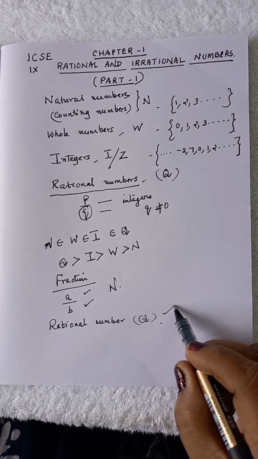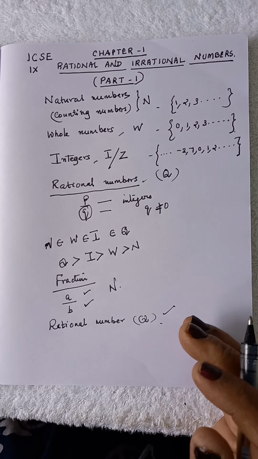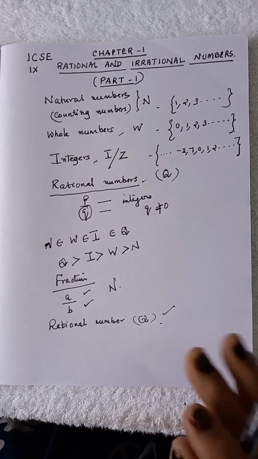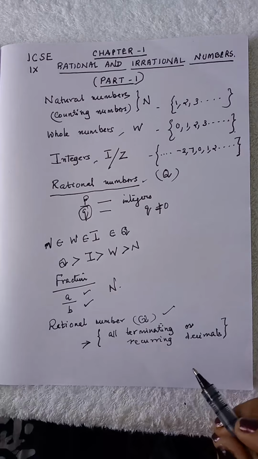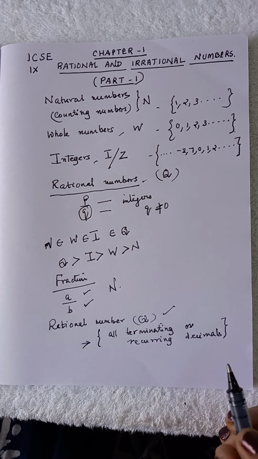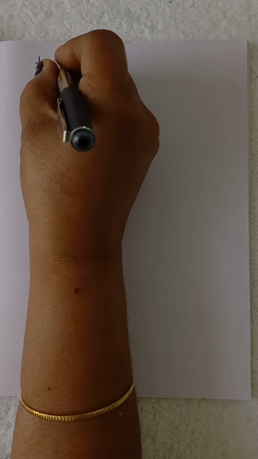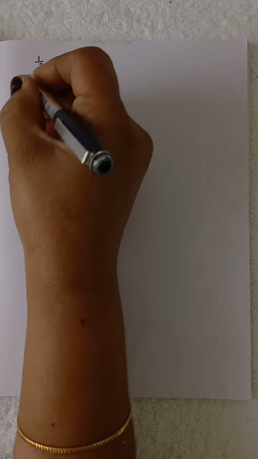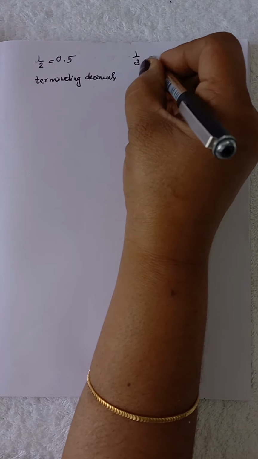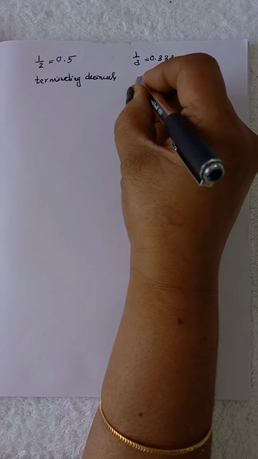Every rational number Q is expressible either as a terminating decimal or a repeating decimal. In other words, every terminating or repeating decimal is a rational number. So, the rational numbers Q are the set of all terminating or recurring decimals. For example, 1 by 2 is equal to 0.5, which is a terminating decimal, whereas 1 by 3 is the same as 0.333 etc., which is a repeating decimal.